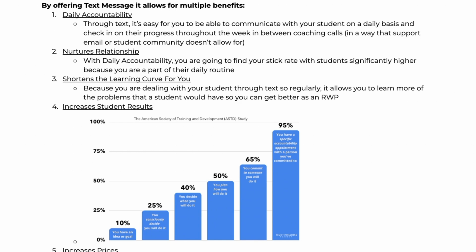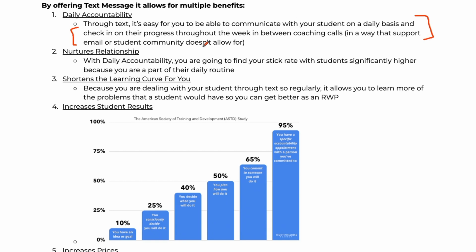And so an additional benefit of this is a couple different things. Number one, daily accountability. Because through text, it's easy for you to communicate with your students on a daily basis, as well as check in on their progress throughout the week in between the coaching calls, right? This is a way to provide that support that maybe that support email doesn't provide, right? Support email is a little bit of a slower means of communication like we talked about. If you email somebody, you might get an email back every 1 day, every 2 days, every 3 days. But if you text message somebody, all of a sudden there's a lot more communication going on a regular basis.